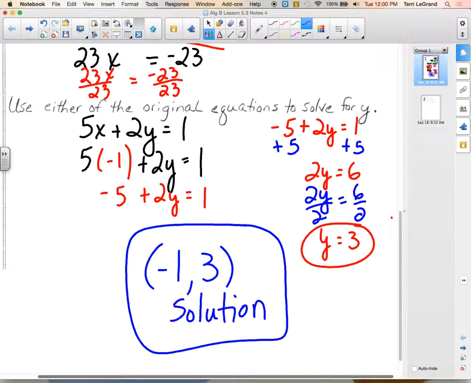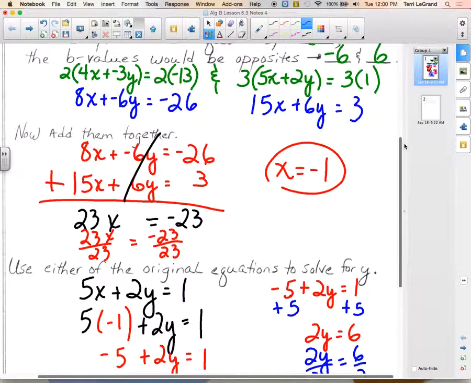Now, Rose just asked me this question. She said, is there any way we could check to see if we have the right answer? Well, I suggested to her, there's one easy check you could do that wouldn't be too much work. You could take the solution, and instead of checking it in that equation that we just used to solve for the y, because since we used that one to solve for the y, it should check out in that one.